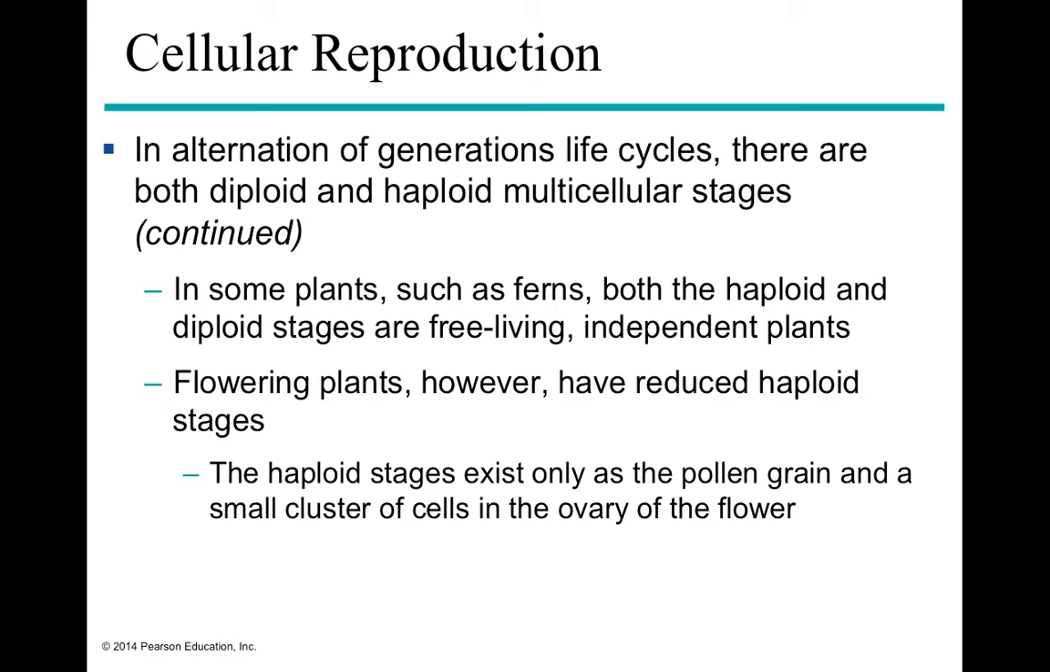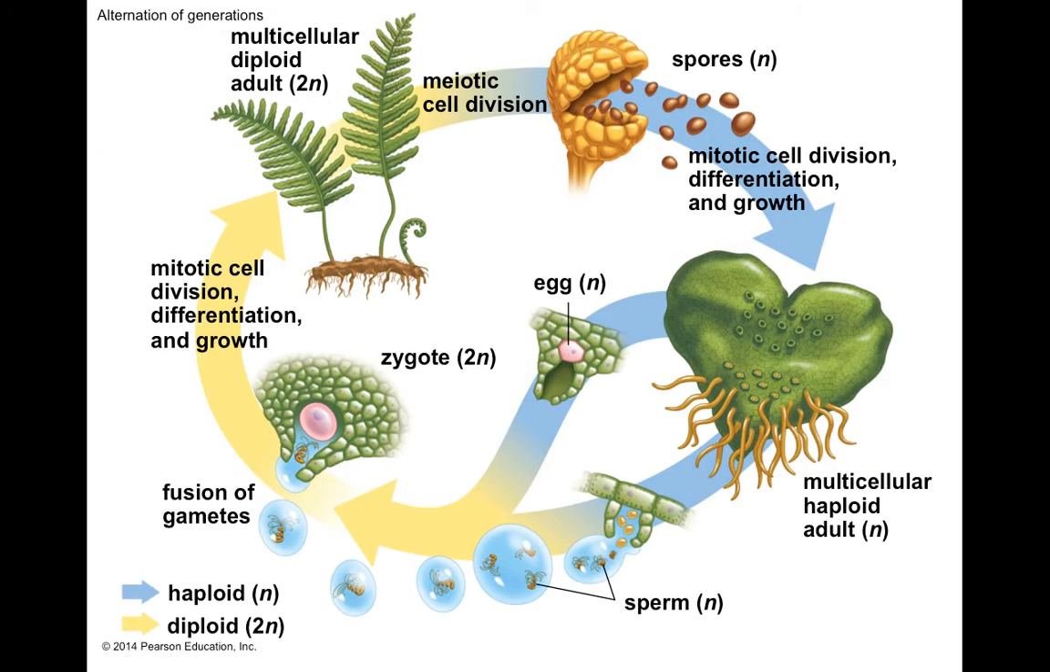But some plants, and I know we're going a little more into botany here, like flowering plants, only have haploid stages in reduced time frames. For example, the haploid stages are the pollen, or the stamen. So here we go. This is alternation of generations.